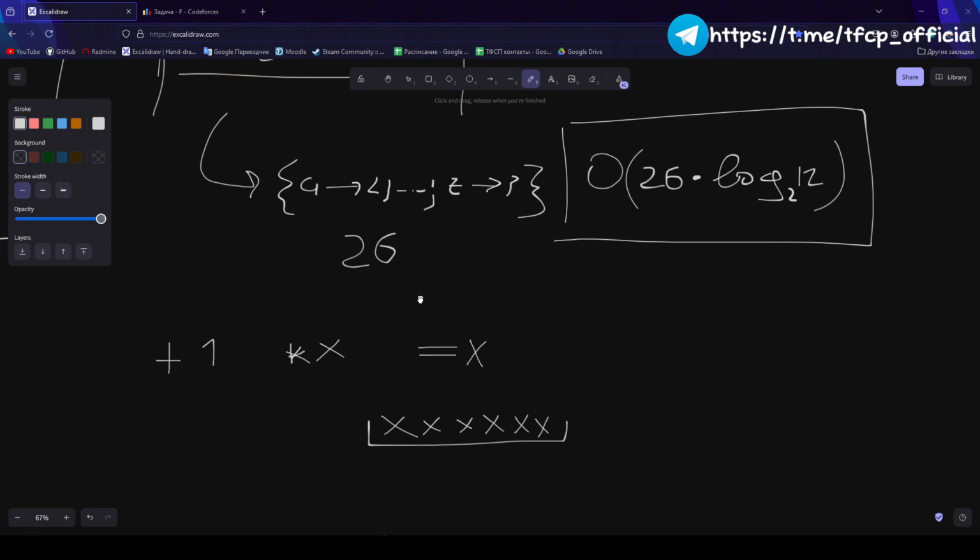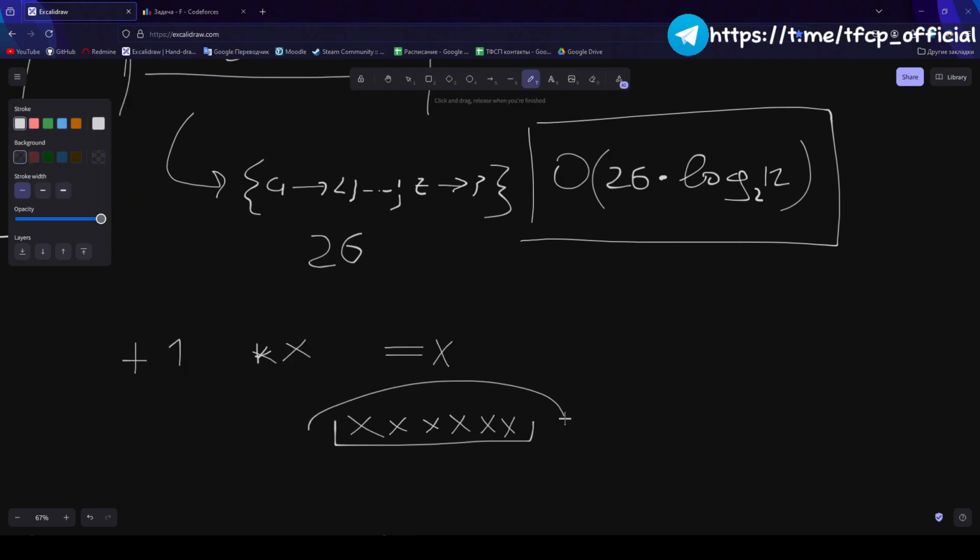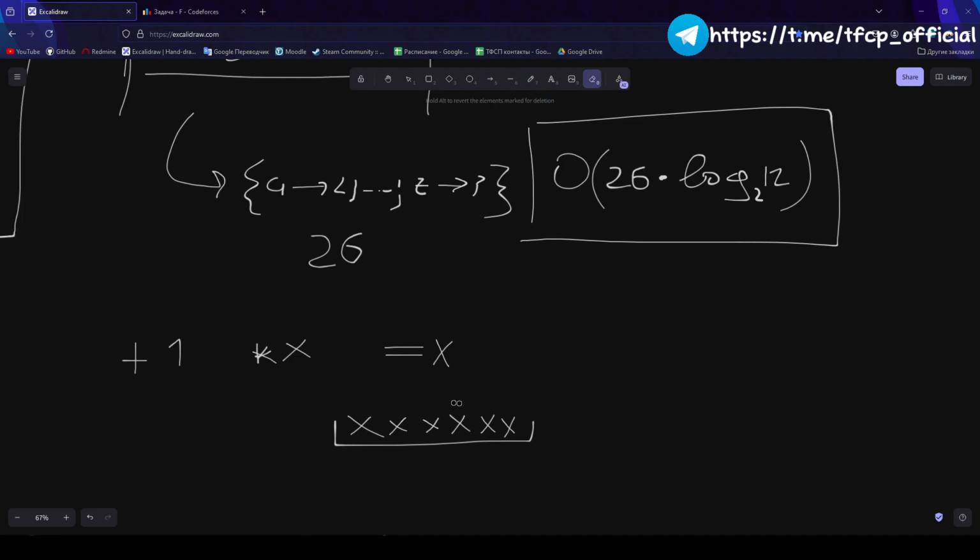And the only thing left is to implement this function and the object of this lazy assignment so that the structure of the segment tree does not fall apart.